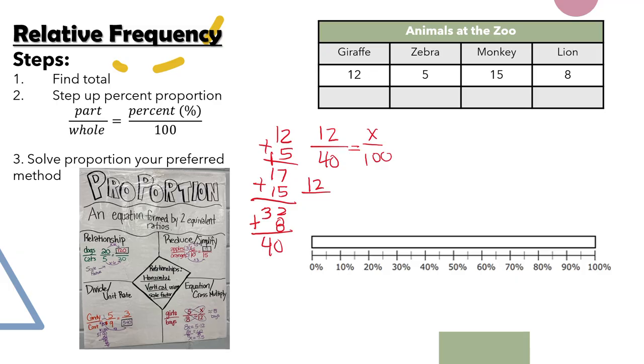And I get 6 over 20. From there, 6 over 20, 20 goes into 100 5 times. So I would go 6 times 5, and that gives me 30. So 30% of the animals are giraffes. Let's keep going. So my next one, 5 over 40.